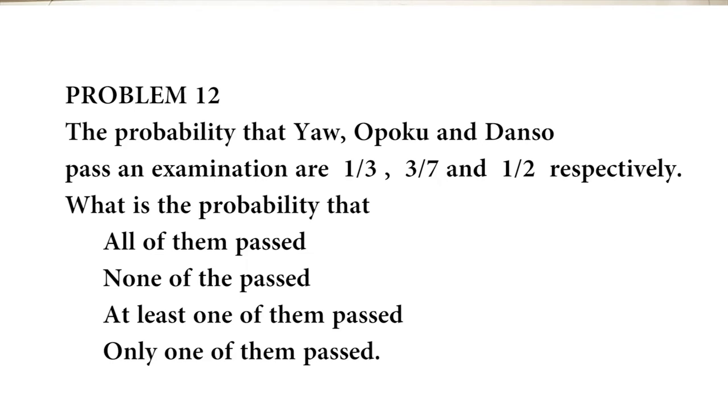(ii) none of them passed. (iii) at least one of them passed. (iv) only one of them passed. The probability that Yao, Opoku, and Danso pass the examination are 1 over 3, 3 over 7, and 1 over 2, respectively. What's the probability that (i) all of them pass, (ii) none of them pass, (iii) at least one of them pass, and (iv) only one of them passed.